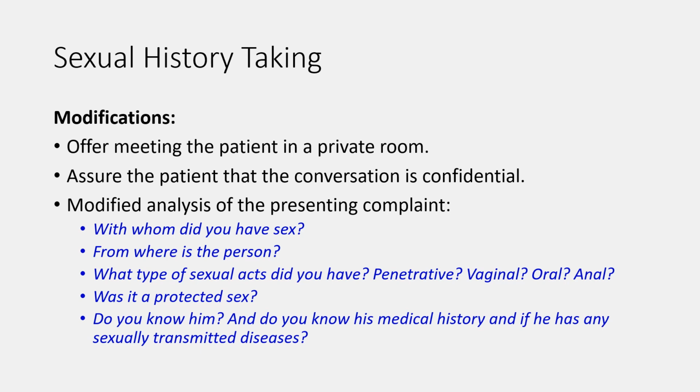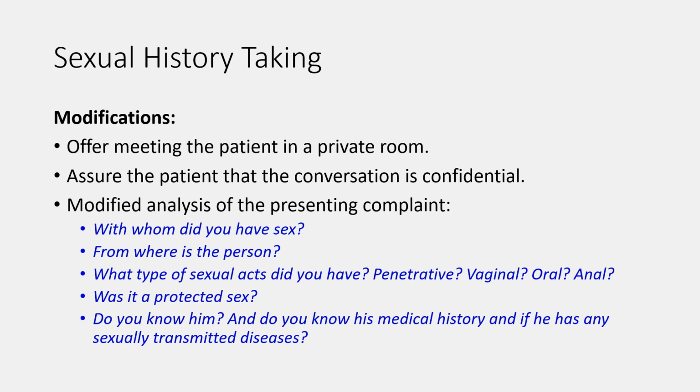After asking the patient, how can I help you? The patient should tell you that she had sex with another person and she has some concerns. Now, you should do an analysis of the complaint with items that are different from the items of the analysis of other complaints. So, the main modifications in sexual history are in the analysis of the presenting complaint. You should first encourage the patient to tell you what happened. Please let me know more about what happened. Then, you should ask about the following items.